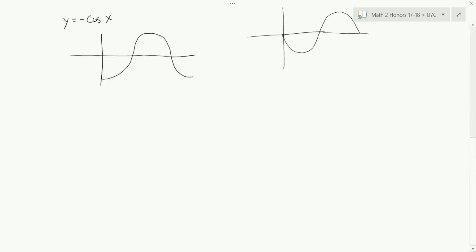Let's look at an example. Write the equation of the following graph.